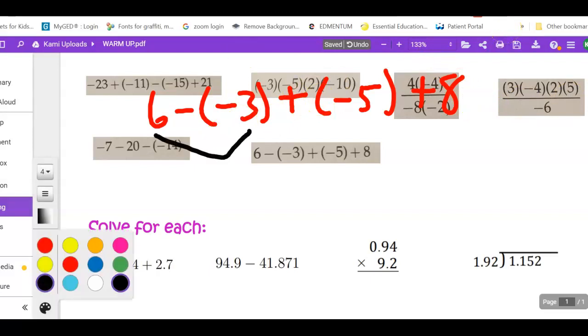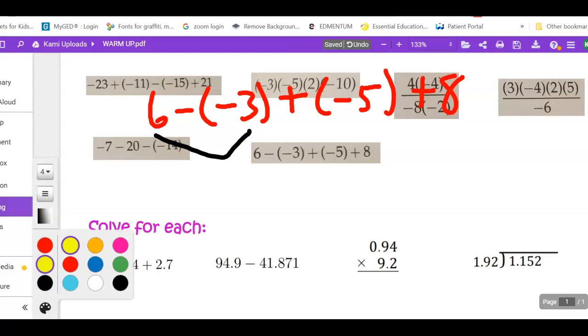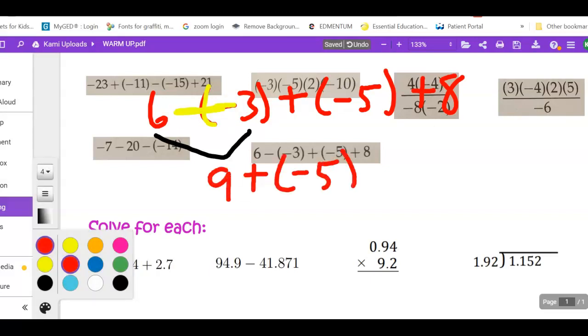Okay, so we're going to start from what we see first. And what I see first is here I have 6 minus a negative 3. Again, do you see that combination? Look at that. Creates a plus sign. So I can really just look at this as 6 plus 3, and that's going to give me 9.